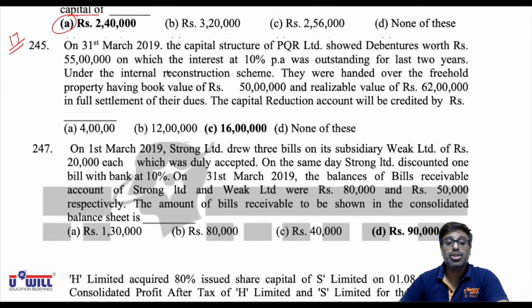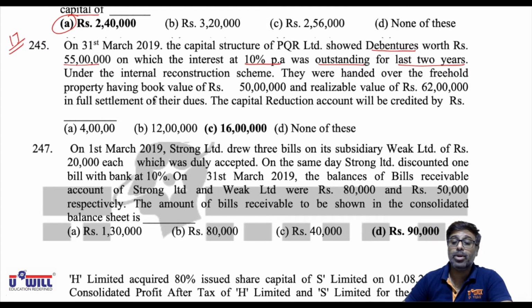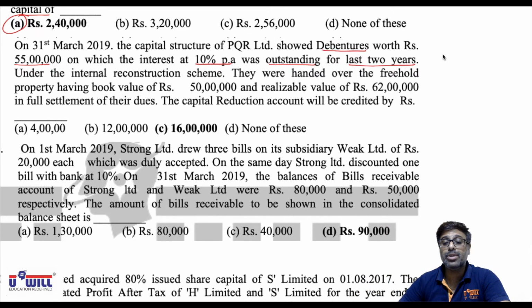On 31st March 2019, the capital structure of PQR Limited showed debentures worth rupees 55 lakhs, on which interest of 10% per annum was outstanding for the last 2 years. Under the internal reconstruction scheme, they were handed over the freehold property. First, what is the interest outstanding for 2 years? Let us find out. 55 lakhs into 10% into 2 years comes to 11 lakhs. 11 lakhs of interest has been outstanding for the last 2 years.